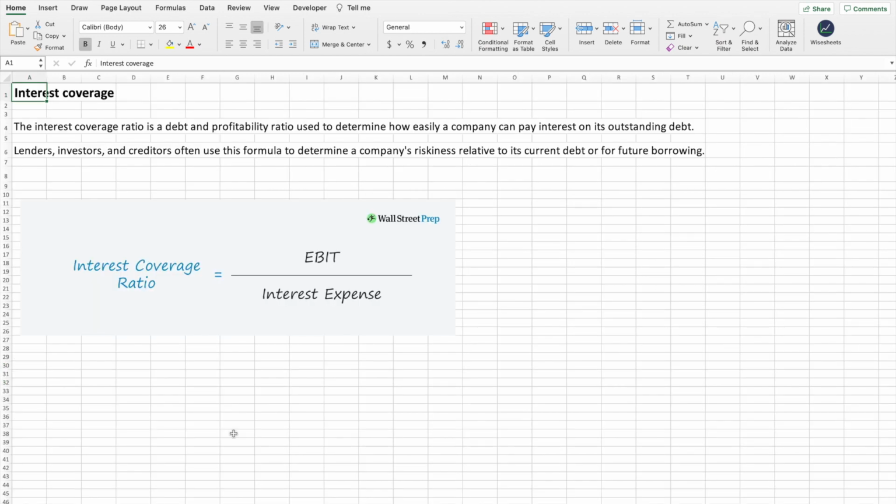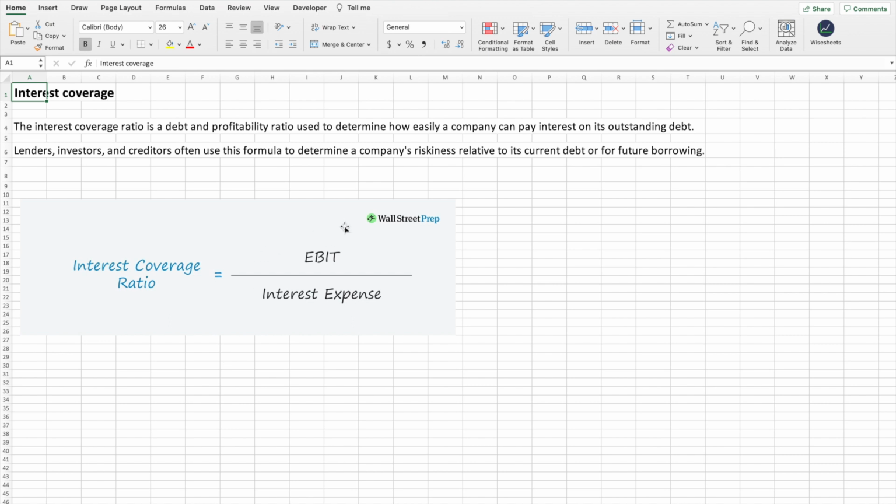Okay, moving on to the next metric, the interest coverage ratio. This metric is essentially a debt and profitability ratio used to determine how easily a company can pay interest on its outstanding debt. This is very typically used by lenders, investors, and creditors to be able to determine the riskiness of a company relative to the current debt or future borrowing that the company has.